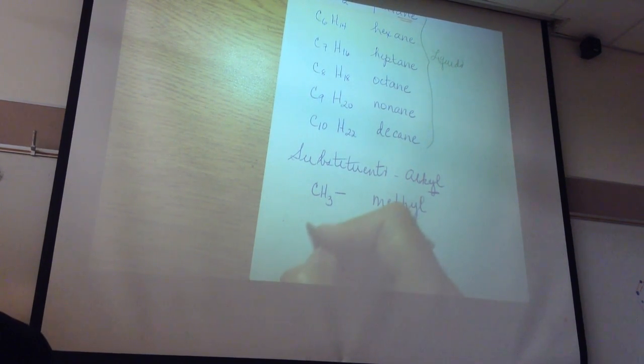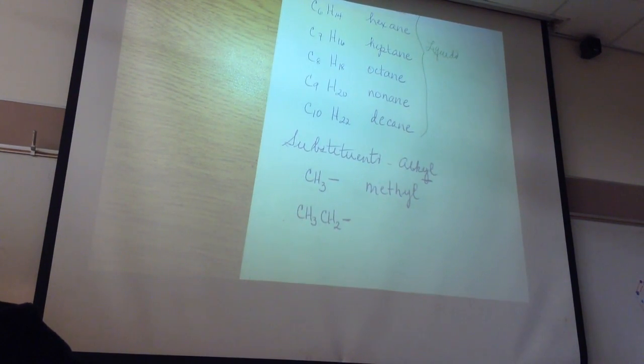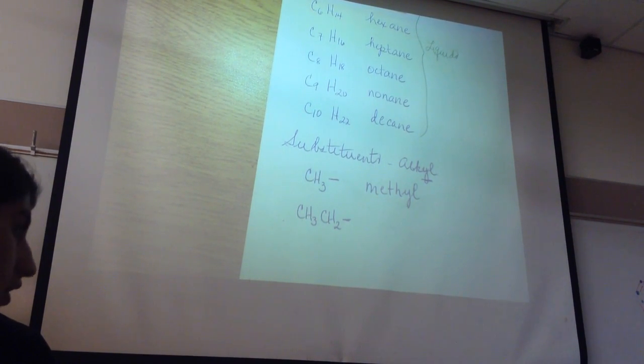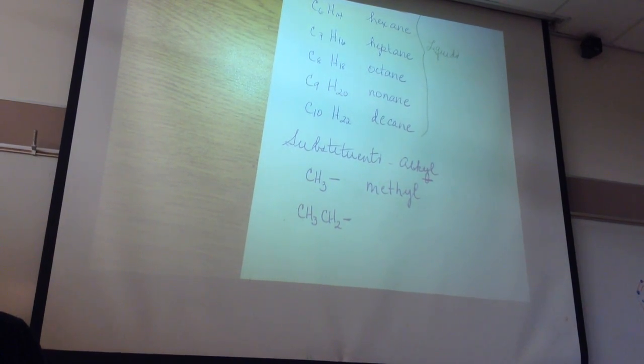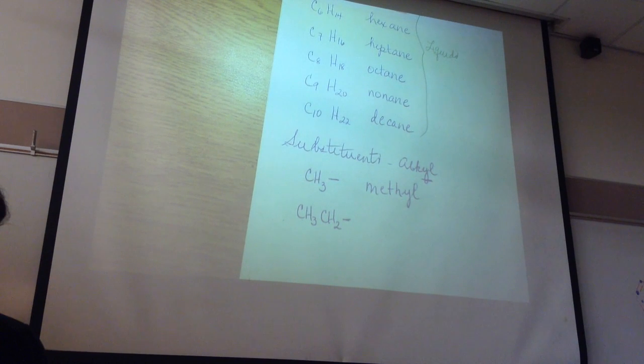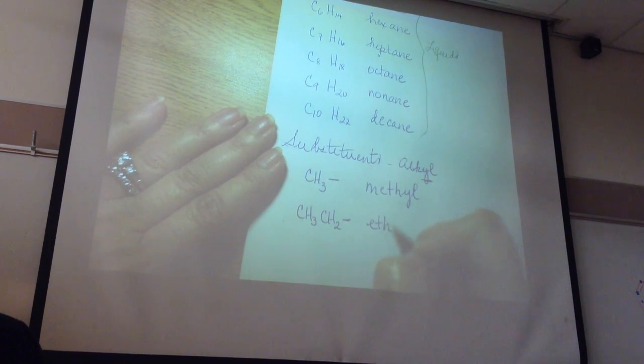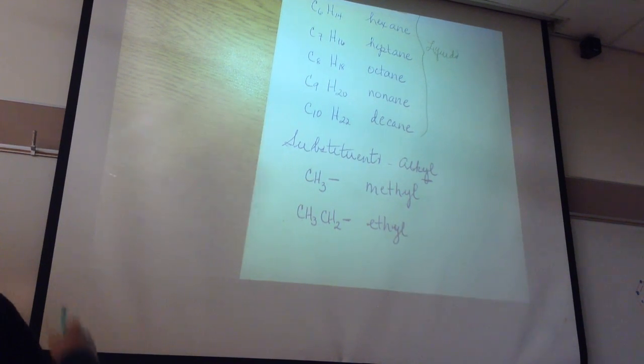In the case of the ethane, we said that all 6 hydrogens were equivalent, right? All of those 6 hydrogens that were equivalent, if you remove any one of them, will be the same thing, and this one will then be called ethyl.